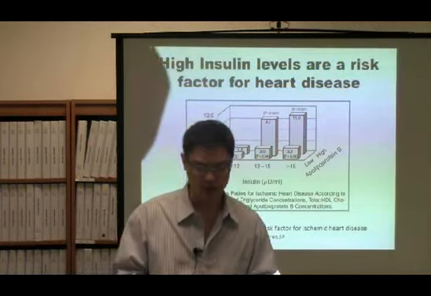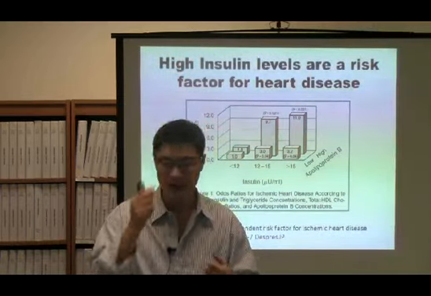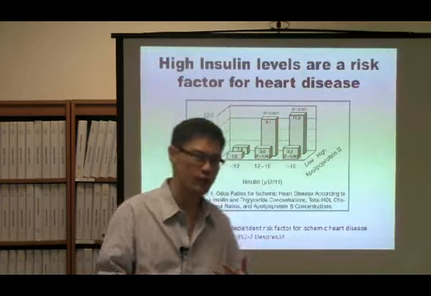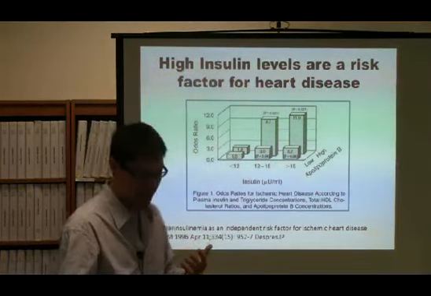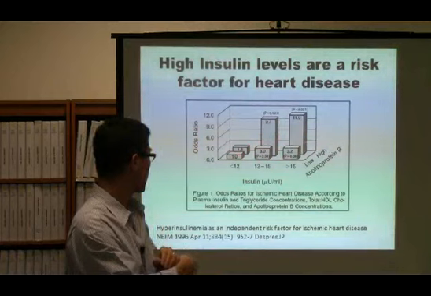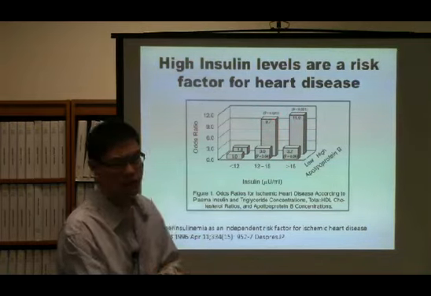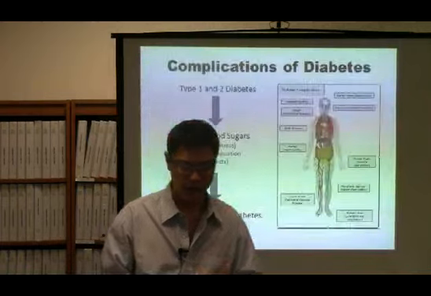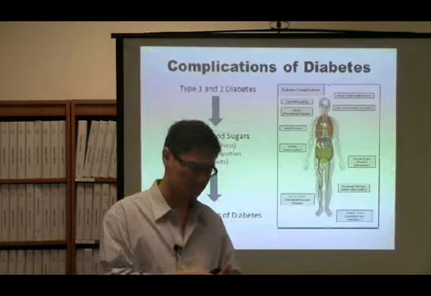And if you look at further research, you can see that high insulin levels have always been known to be a risk factor for disease. So if you take people and you look at their insulin levels, you can see that the higher your insulin levels, the risk of your heart disease significantly goes up. So it's clearly a risk factor for heart disease. And the importance is in terms of diabetes.